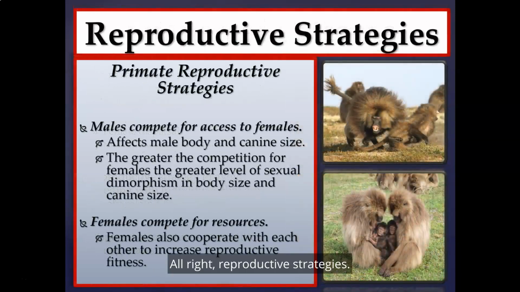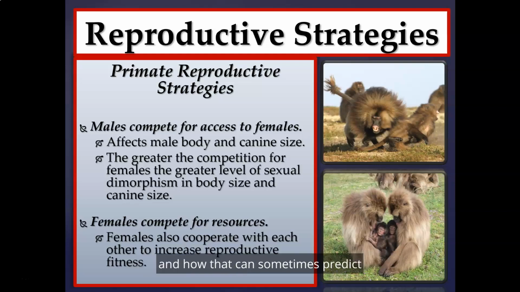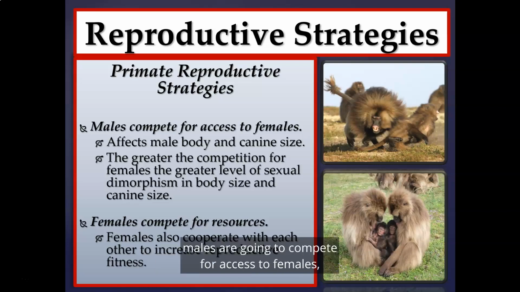All right, reproductive strategies. We touched on this a little bit in the last chapter, but we learned about sexual dimorphism and how that can sometimes predict the level of competition in a group. So in general, males are going to compete for access to females, to reproductive mates. So this will affect overall male body size and canine size. So if you're looking at this group of gelada baboons, for example, you see that the males are much larger than the females. And they also have what we call sexually dimorphic canines. So they have much larger, more projecting canines than the females do.